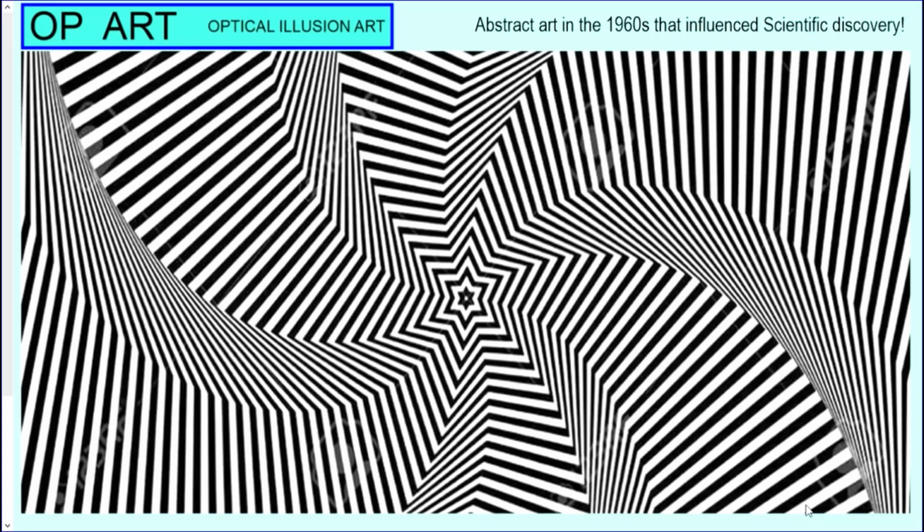Now, one of the cool things about op art is that as artists were experimenting with this, scientists looked at their art, and scientists couldn't really understand why their eyes were doing that too. So in this instance, art actually influenced some scientific discoveries that came in the 1960s about how our eyes and our brains work together to create images.